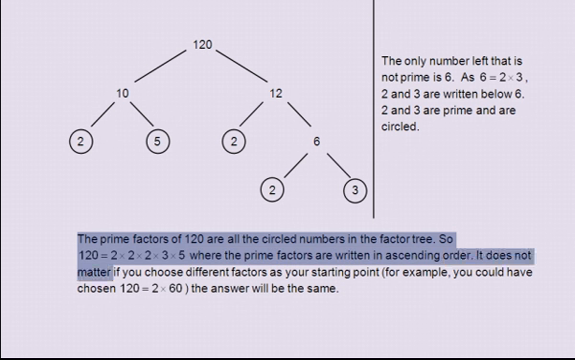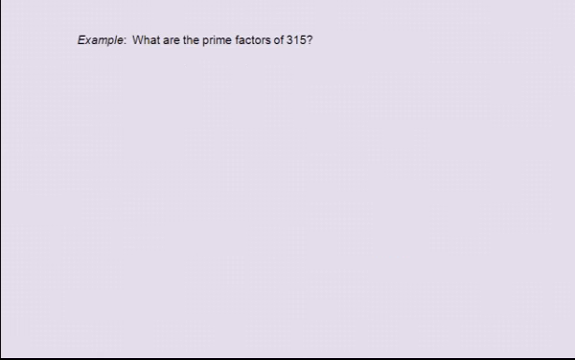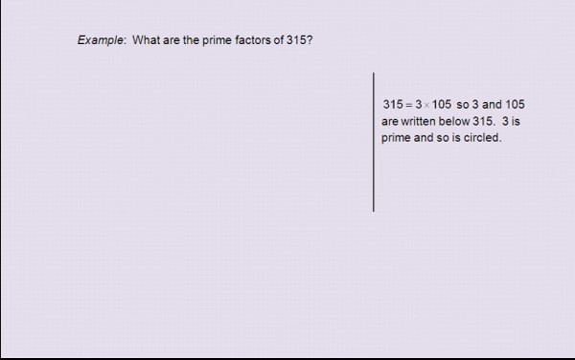It does not matter if you choose different factors as your starting point. For example, you could have chosen 120 equals 2 multiplied by 60. The answer will be the same. Here's another example. What are the prime factors of 315? 315 equals 3 multiplied by 105. So 3 and 105 are written below 315. 3 is prime and so is circled.